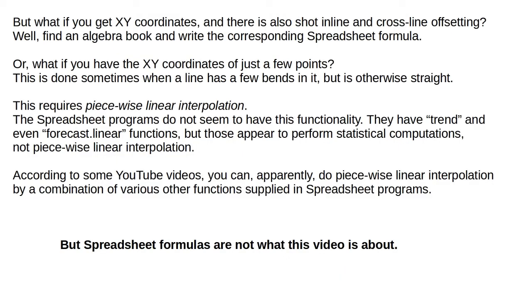Sometimes you will also get shot offsets and coordinates, and therefore you have to take the local angle into consideration. Similarly, sometimes a 2D line will have some bends in it. To get coordinates for a bending line requires piecewise linear interpolation. There does not appear to be piecewise linear interpolation functions available within common spreadsheet programs, so you may have to deal with bends using your own computations.